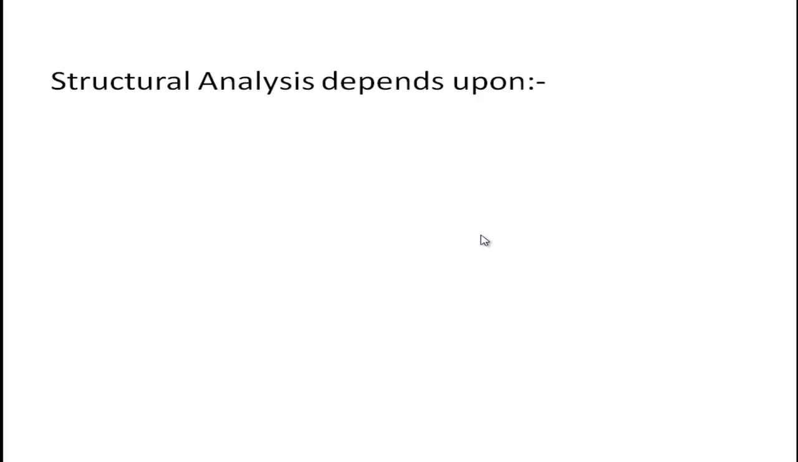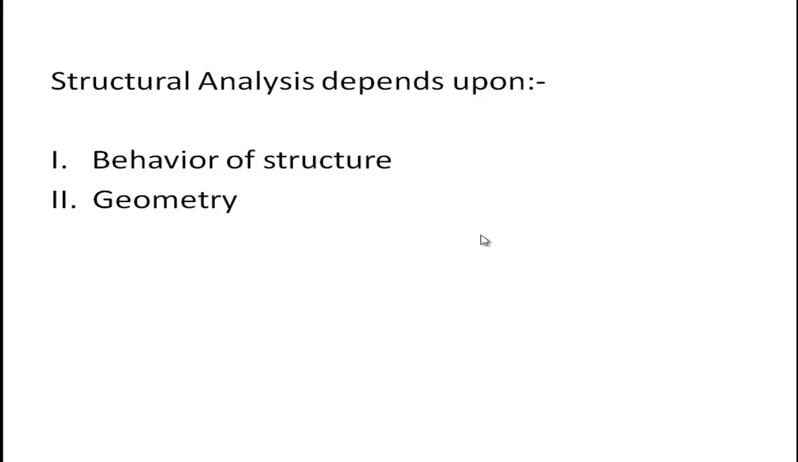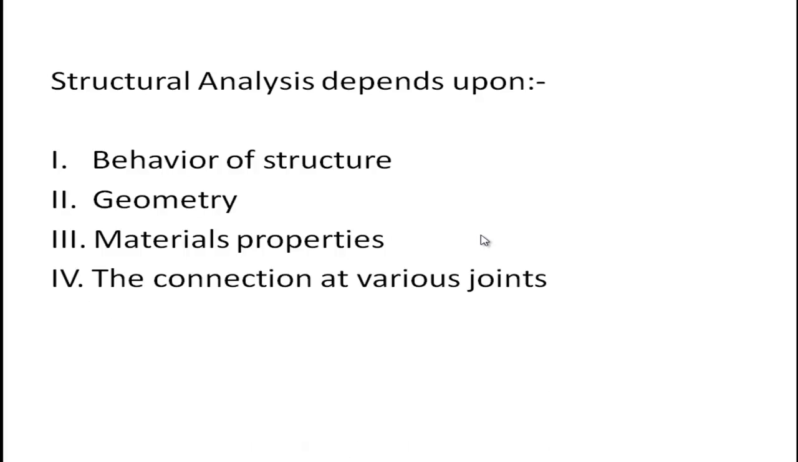Then we have the things on which structural analysis depends. First is the behavior of the structure: how it behaves, what the extreme conditions are that it has to face. Then is the geometry, what kind of geometry we have for a structure. Then the material properties: the material that we use, whose properties are to be seen first to meet the needs of the structure. Then we have the connections at the various joints, and finally the loading of the structure. What kind of a load?